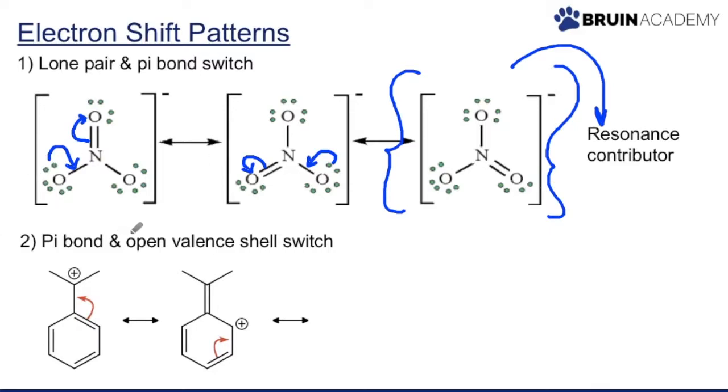The next type is a pi bond and open valence shell switch. Again, we have a movement of a pi bond going over here, so then you have this formation of a new double bond over here.